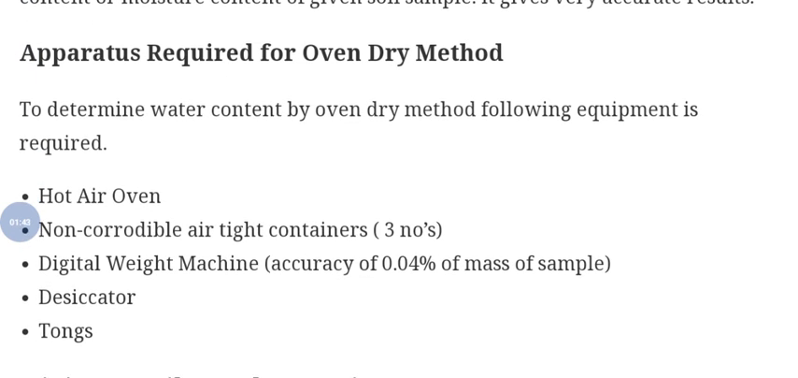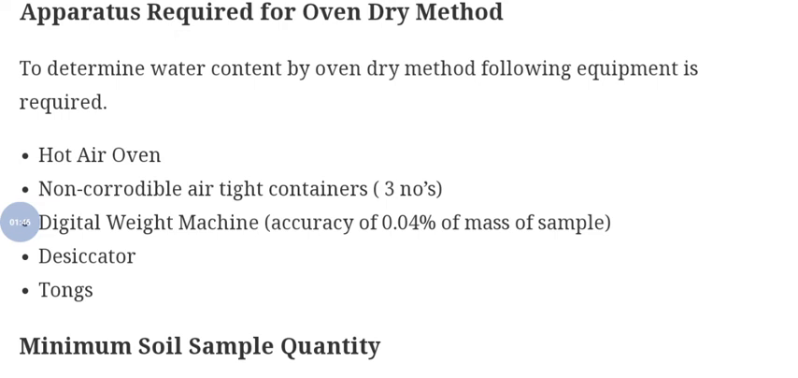Apparatus required for oven dry method. To determine water content by oven dry method, the following equipment is required. First, hot air oven. Second, non-corrodible airtight container, 3 nos. Third, digital weighing machine, accuracy of 0.04% of mass of sample. Fourth, desiccator, and fifth, tongs.